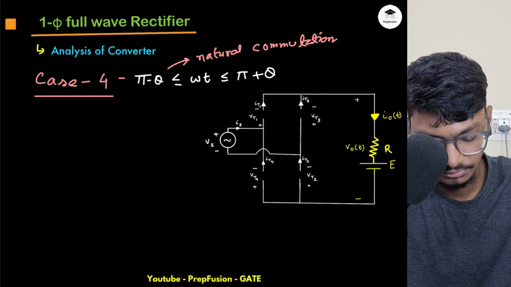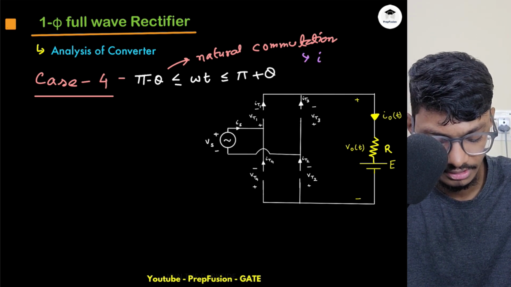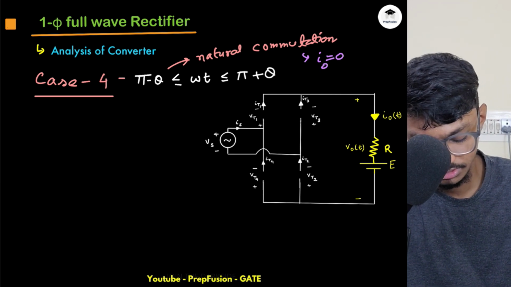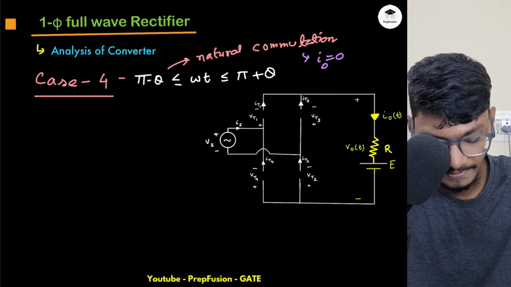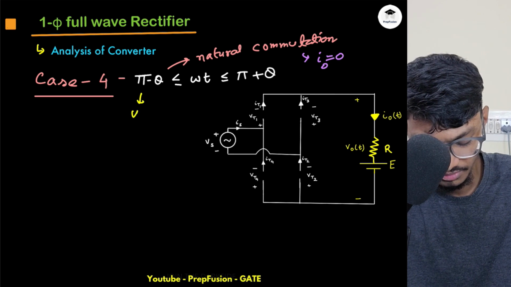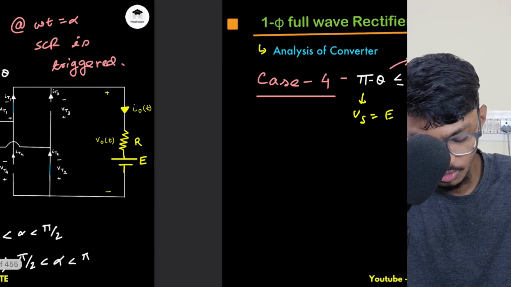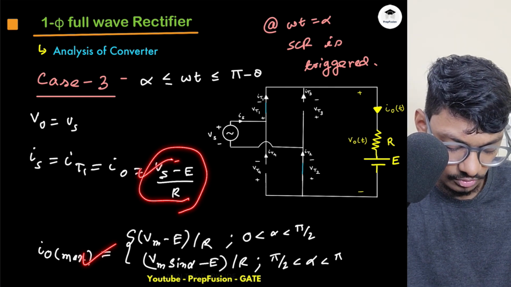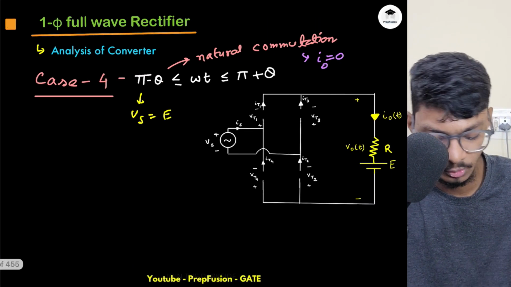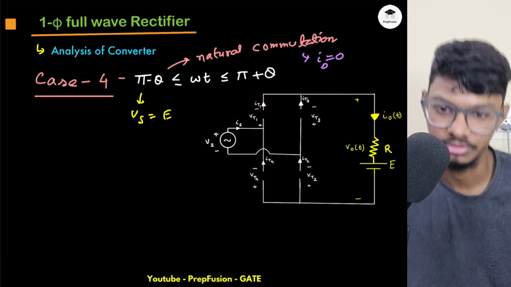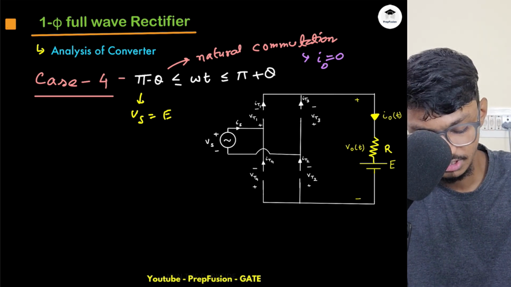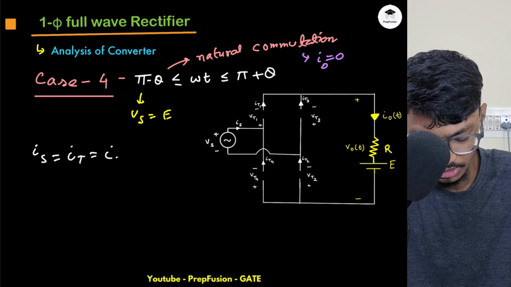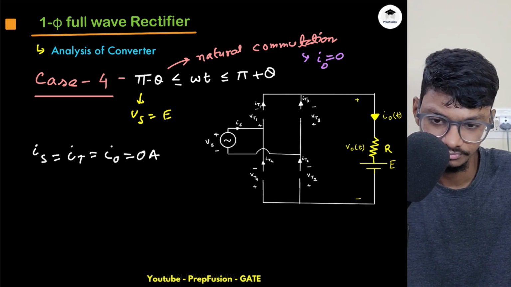Why is natural commutation happening? Because current I is equal to 0. Here, this is the value when Vs equals E. So what is the expression for IO? The IO expression is Vs minus E. So when Vs is equal to E, this IO becomes 0, and once IO becomes 0, the SCRs are naturally commutated, they are turned off. So basically my Is equals It equals IO equals 0 amperes.